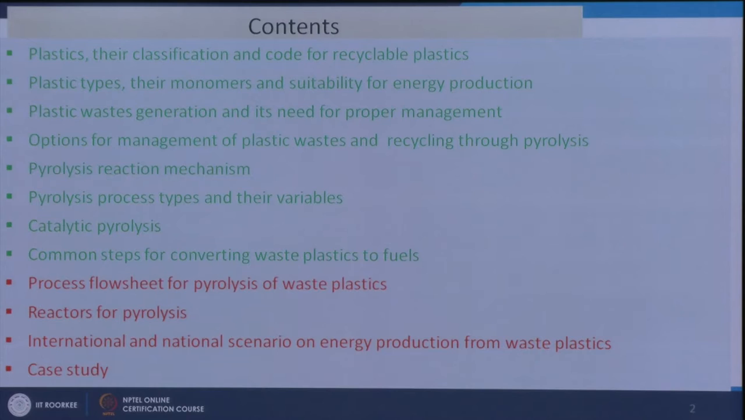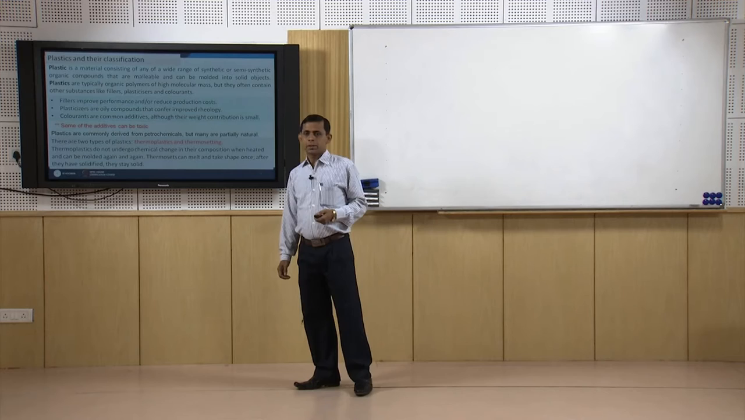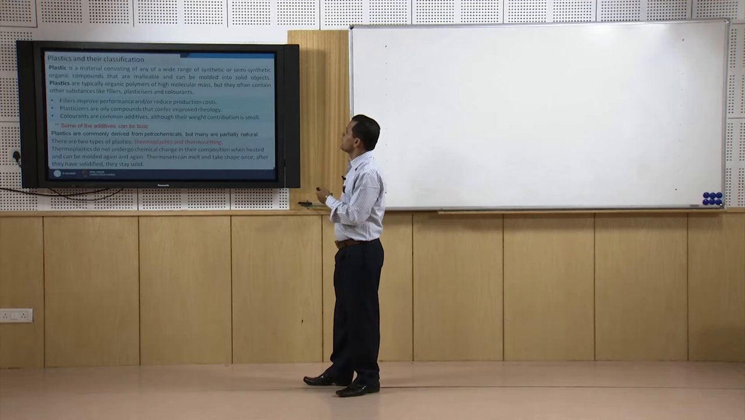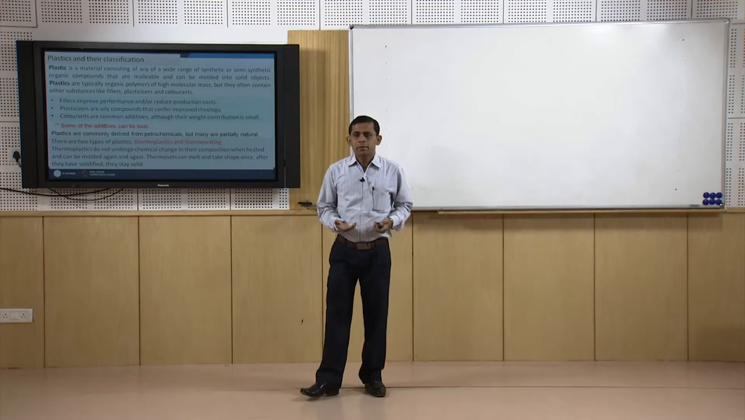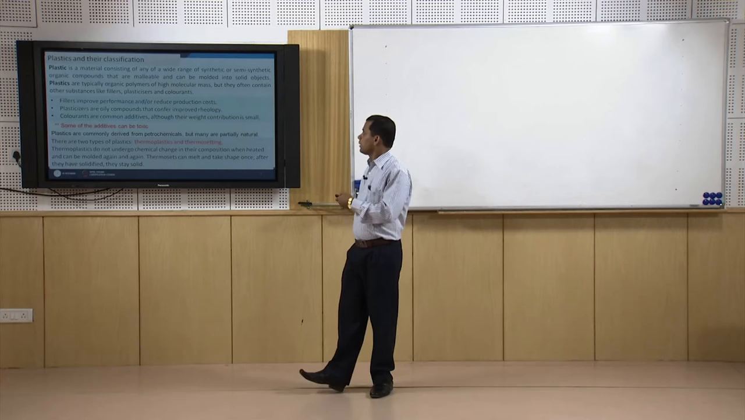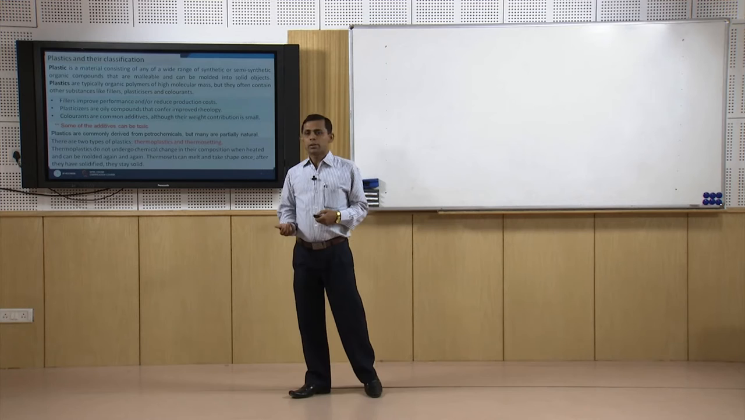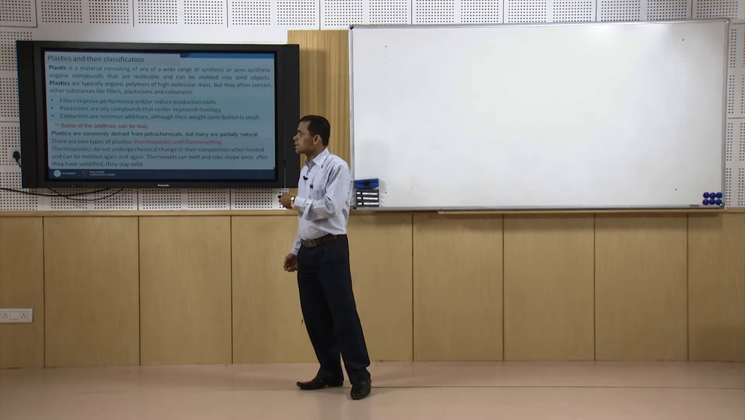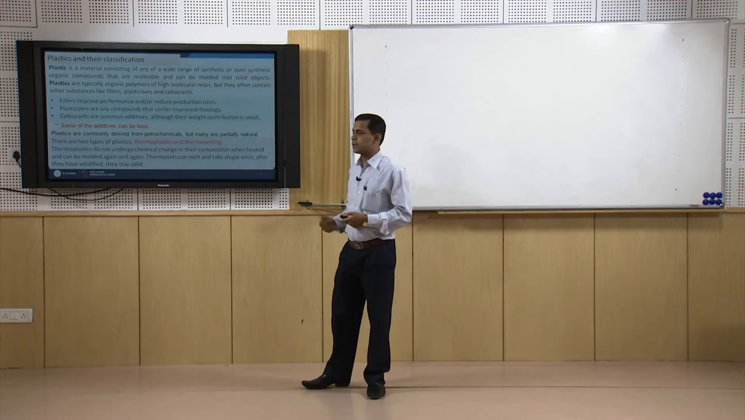Now let us see what plastics are and what their classification is. Plastics are a material consisting of any of a wide range of synthetic or semi-synthetic organic compounds that are malleable and can be molded into solid objects. Plastics are basically organic or polymeric compounds, and these contain some other molecules also, like additives: fillers, plasticizers and colorants. These additives impart some toxicity to the plastics.